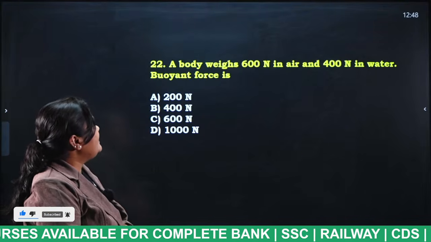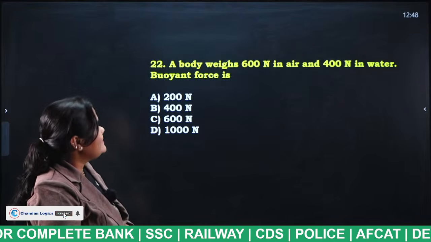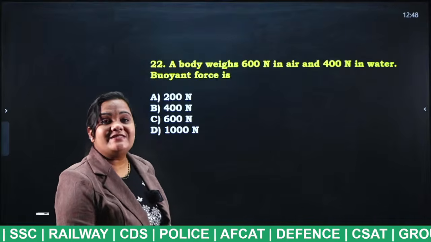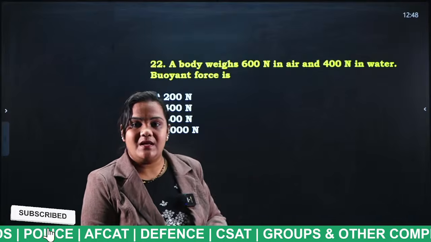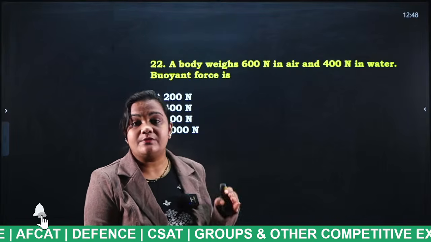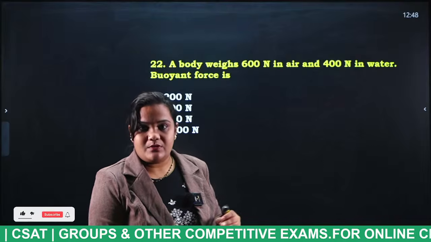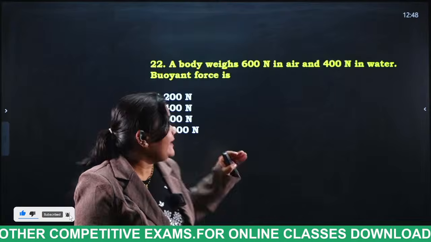A body weighs 600 newtons in air and 400 newtons in water. Buoyant force is, try to solve it. Yesterday only I discussed what we mean by Archimedes principle. What do you mean by buoyant force? Buoyant force is nothing but what, students? Upward force. Okay, we all know buoyant force is nothing but upward force. Now try to solve this question.